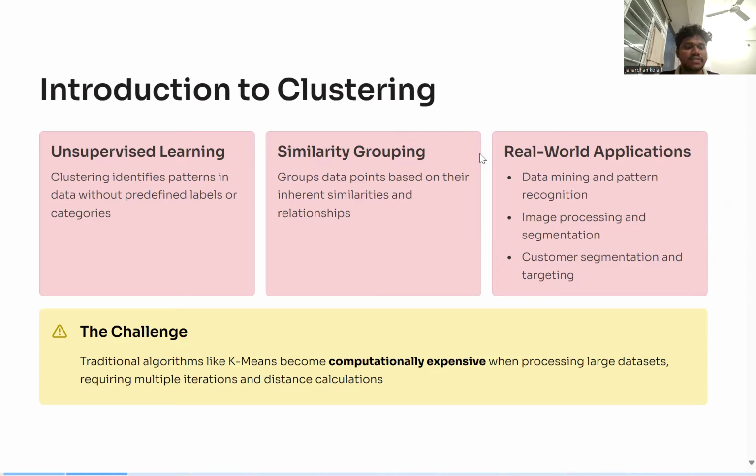The main challenge is that traditional algorithms like k-means become computationally expensive when processing large data sets, requiring multiple iterations and distance calculations. It groups data based on similarity. So we need a faster approach. This leads to canopy clustering.